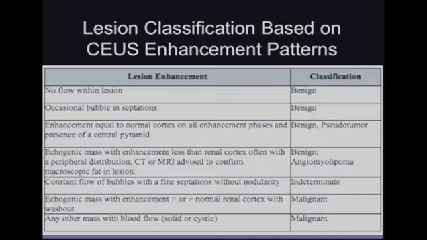When we began the study, if there was a constant flow of bubbles in a fine septation without nodularity, we considered that indeterminate. And as you'll see as we go through this talk, at the end we now believe that actually is a benign finding. Echogenic mass with enhancement equal to or greater than normal renal cortex with washout, we considered malignant, and any other mass with blood flow, solid or cystic, was considered malignant.